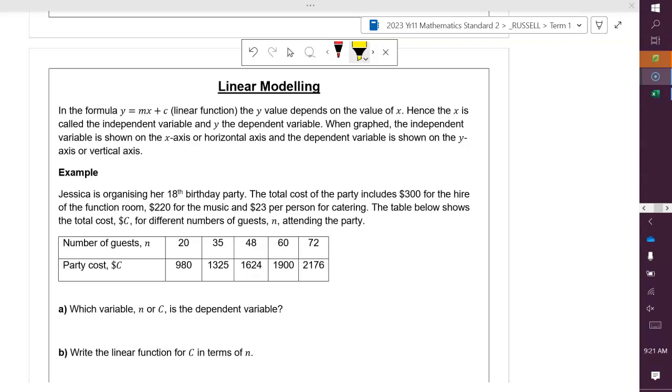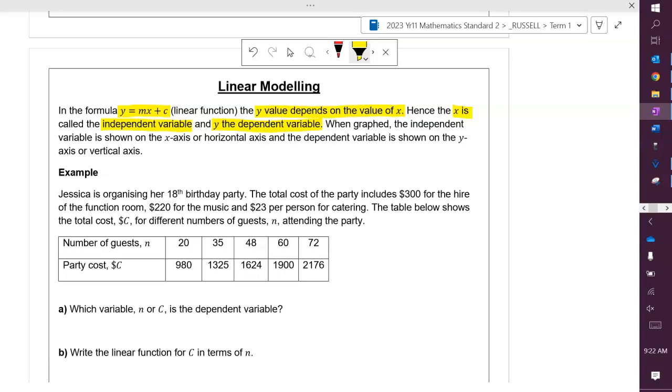In this lesson, we're looking at linear modelling. So if we look at linear, we're still talking about y equals mx plus c. And we're saying that the y value here depends on the value of x. So x is our independent variable and y is our dependent variable. So the value of y depends on what x is.